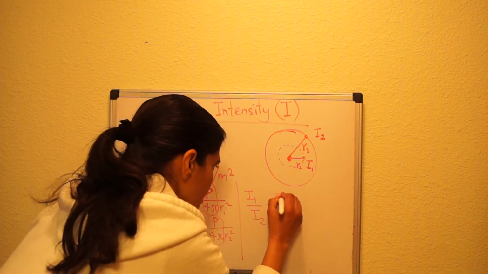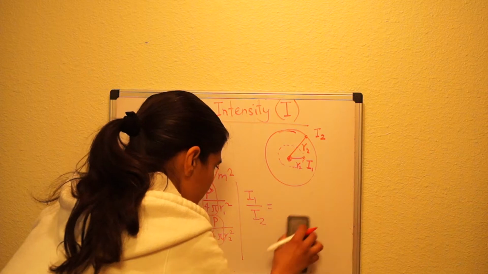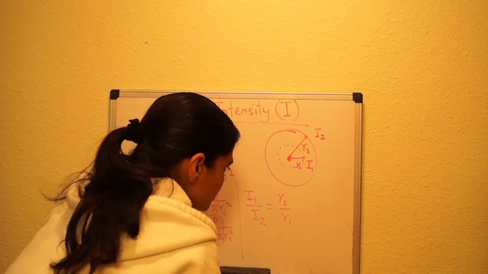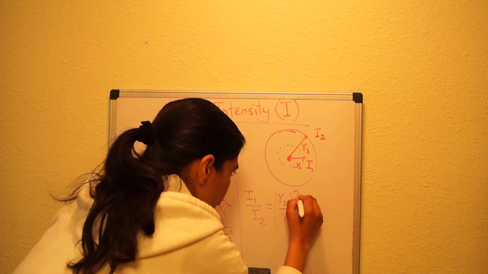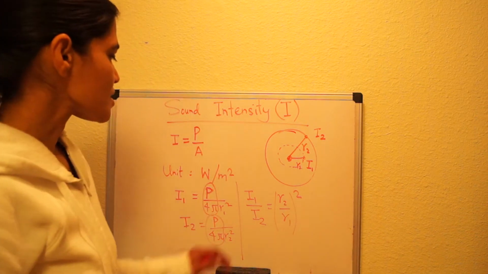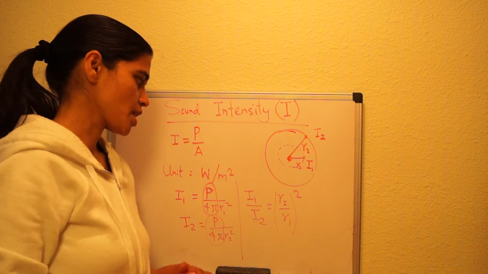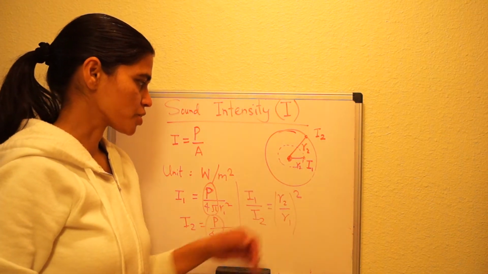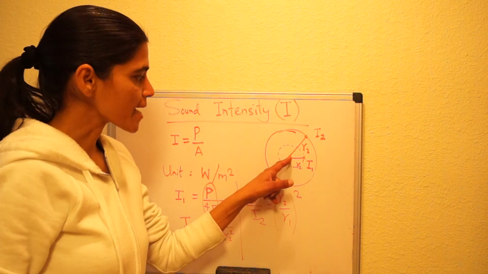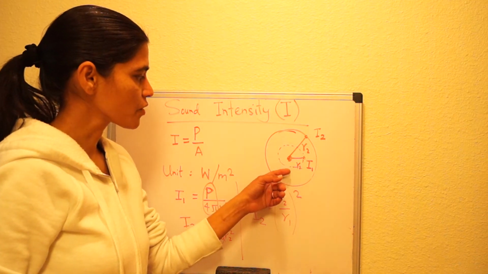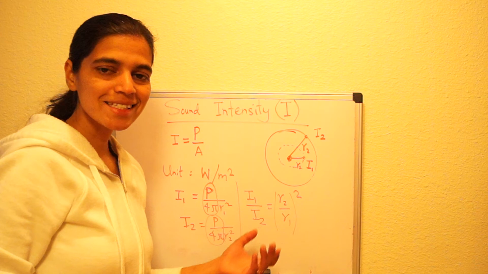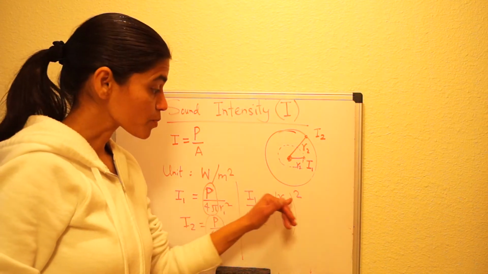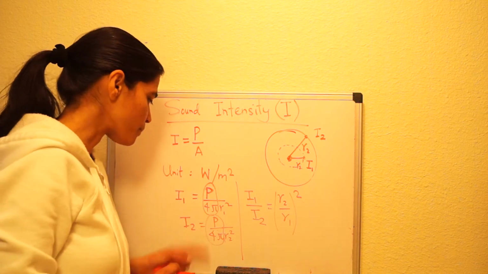That will end up giving me r2 by r1, and I can write this whole as a square, okay? So this is the ratio of the intensities at two different distances, r1 and r2. We can say as the distance increases from the source, the intensity diminishes, and it's not just linear, but it goes by square, okay? This is the important part.